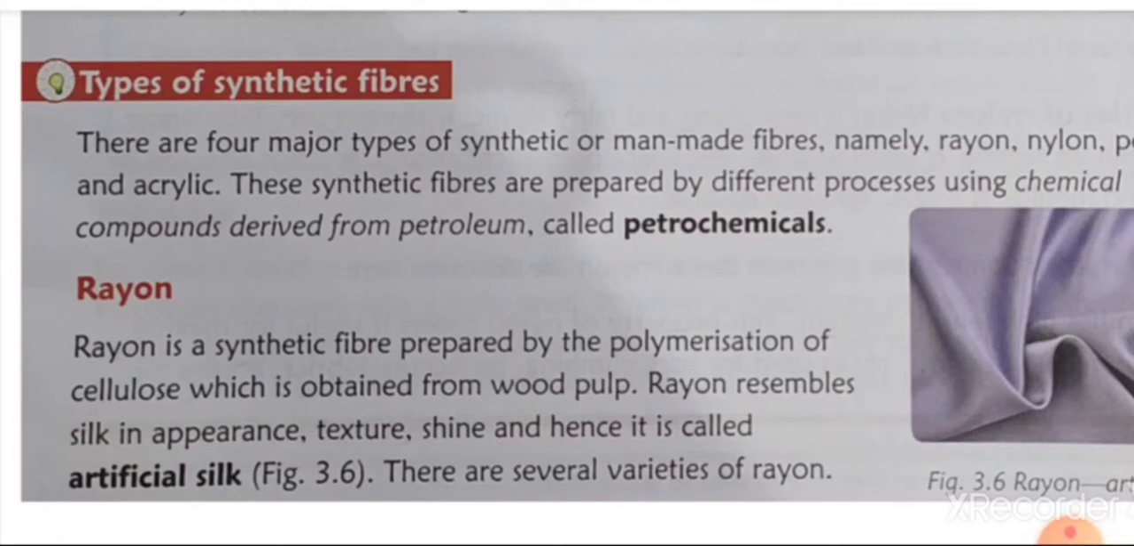So what are petrochemicals? Petrochemicals are the chemicals which are obtained during the purification of petroleum. They are known as petrochemicals. So we will see about rayon.